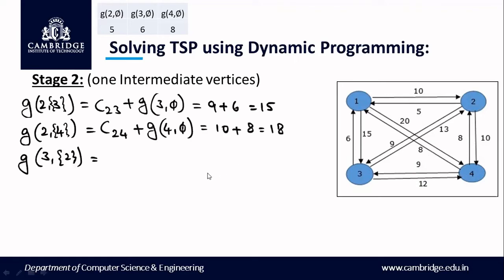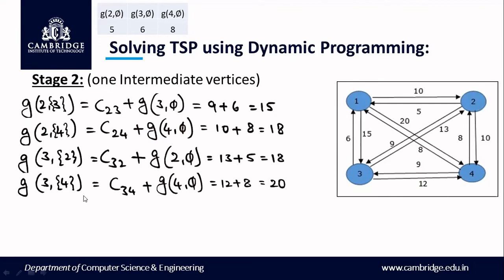So likewise, we have other options also, like vertex 3 can take vertex 2 as an intermediate vertex before it can reach its destination. So that can be given in the form of C of 3 comma 2 plus shortest path from 2 to destination. Likewise, G of 3 comma 4 indicates that vertex 3 is now taking vertex 4 as an intermediate vertex before it can reach its destination. Therefore, cost of connectivity from vertex 3 to vertex 4 and shortest path from 4 to destination.